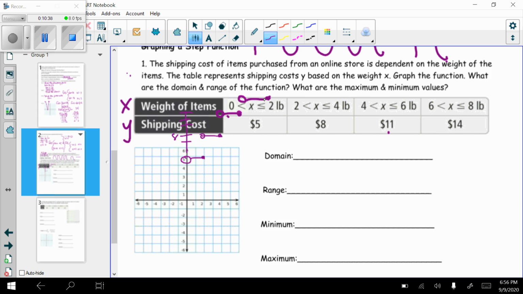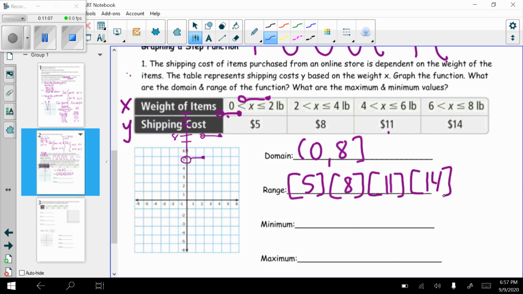The 0 was not included, so it's parentheses 0. I go to 2, then I pick 2 back up, go to 4. Everything's included now from 0 to 4, all the way to 6 and to 8. So 0 to 8. 8 is included, so it's a bracket. My range, I only have 5, 8, 11, and 14. So I have to write them separate, all with brackets. So 5, bracket, 8, bracket, 11, bracket, 14.